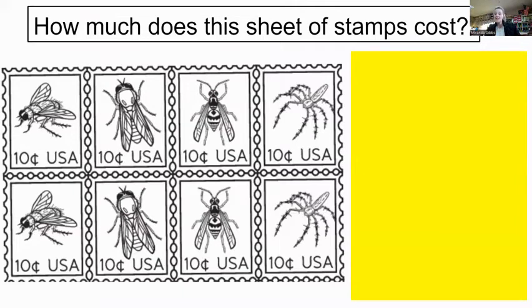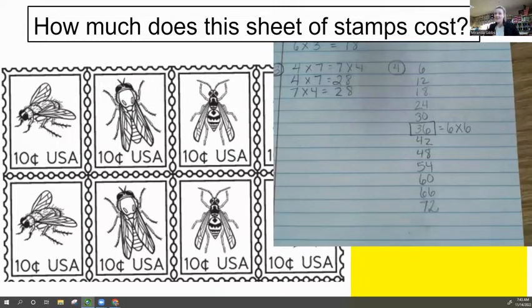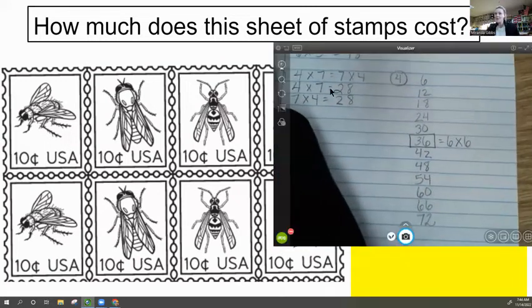How much does this sheet of stamps cost? Pause the video and try to figure it out all on your own. I'll give you a hint. You're using the associative property. You're multiplying 3 numbers. What 3 numbers? Pause the video. Okay, I'm guessing that you're ready to show me what you know.